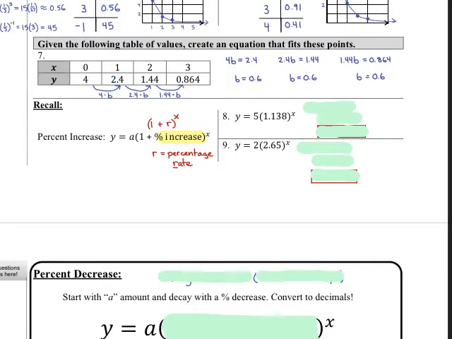So we have 4 times some b value, some growth factor, gives us 2.4, and then 2.4 times that same number will give us 1.44, and so on. So if we set up an equation that says 4 times b equals 2.4, and solve that for b, we get 0.6. If we do it for the next two points, 2.4 and 1.44, and solve that, we get the same b value.